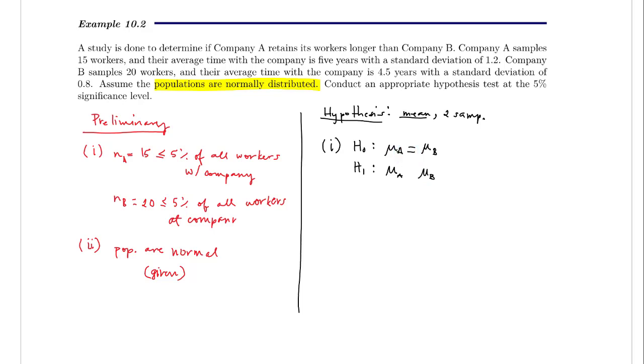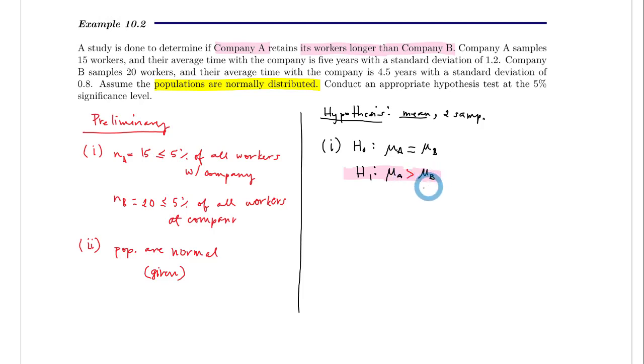And so now we have to look at the alternative hypothesis, which is usually the claim. We determine if company A retains its workers longer than company B, then what does that mean? If it's longer, that means a person is working at company A longer and their number of years is larger than the number of years worked in company B. So this means that the mean of company A is greater than the average number of years worked at company B.